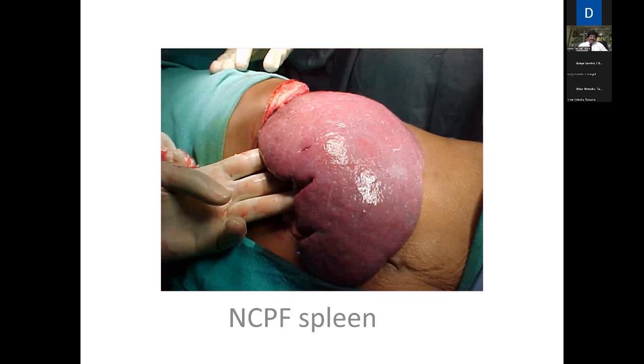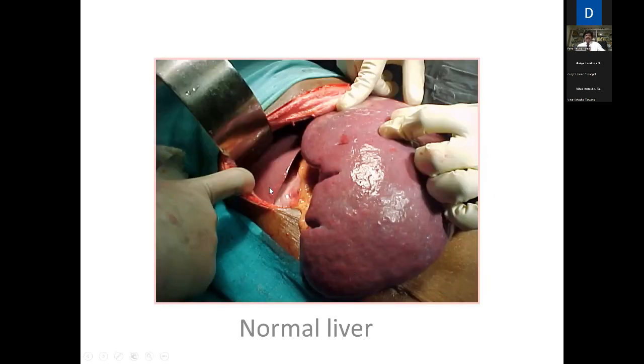Now, I just want to show a few pictures of NCPF spleen. This is a non-cirrhotic portal fibrosis spleen in a patient that was operated on, and that's a huge spleen. You can get such spleens only in chronic myeloid leukemia. When you have a spleen of this nature, with portal hypertension, you'll be surprised to see the liver is normal. You expect to see a cirrhotic liver, but it's not true. Liver is normal. This is a classic patient of non-cirrhotic portal fibrosis. Liver normal, spleen is very huge.